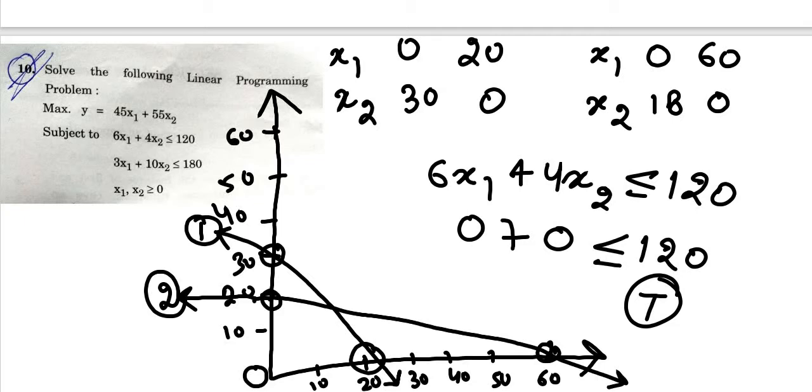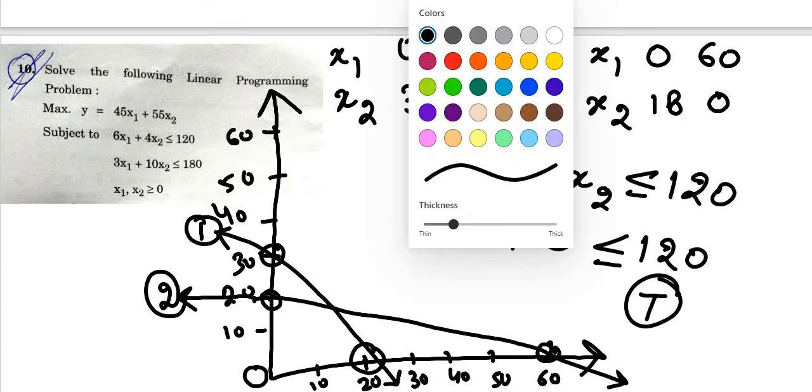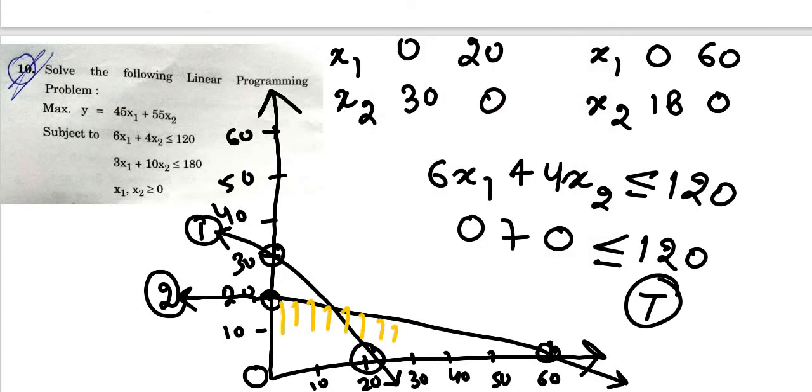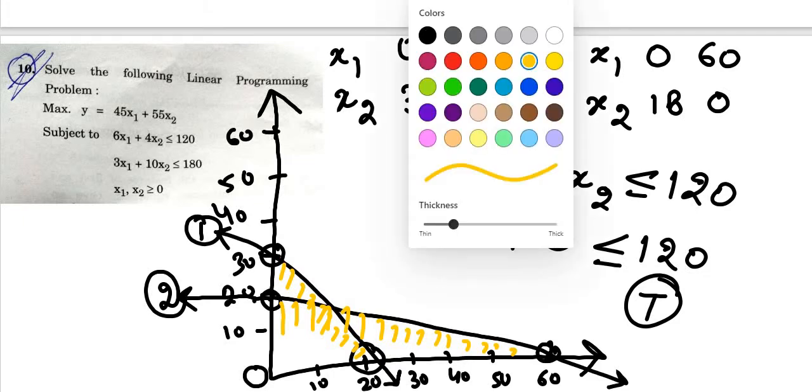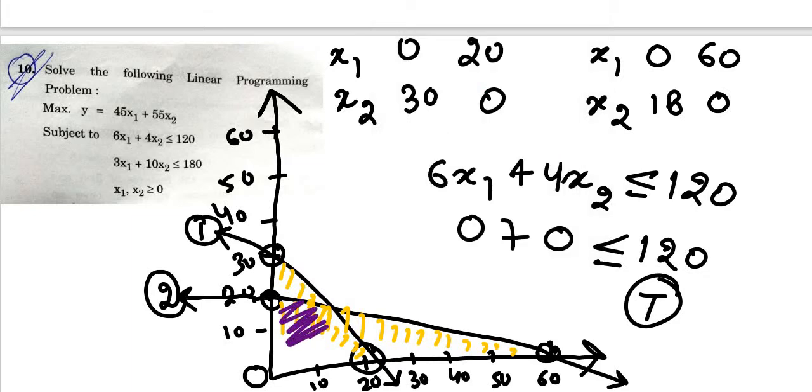Let's see how. I am showing you the region, like this, towards the origin. And in the same way, for the second equation also it is towards the origin. Now if we go for the common region, which region is common among both? We will get this region. This region is common. So now we have to work with this region only. Let's see how we will proceed further.